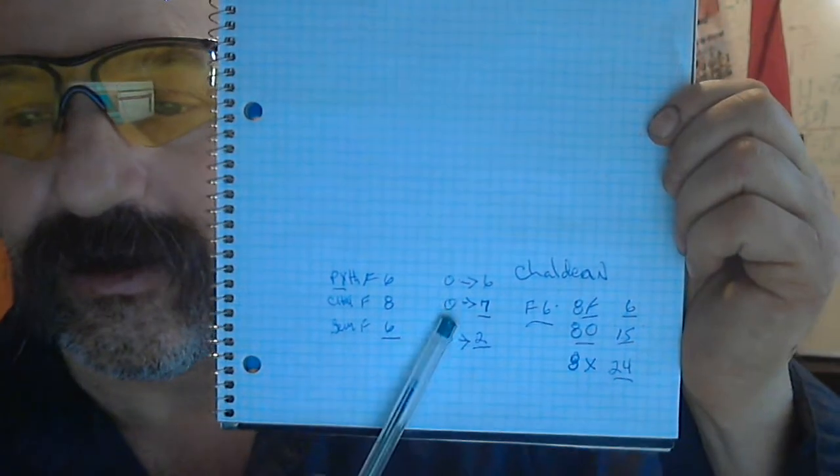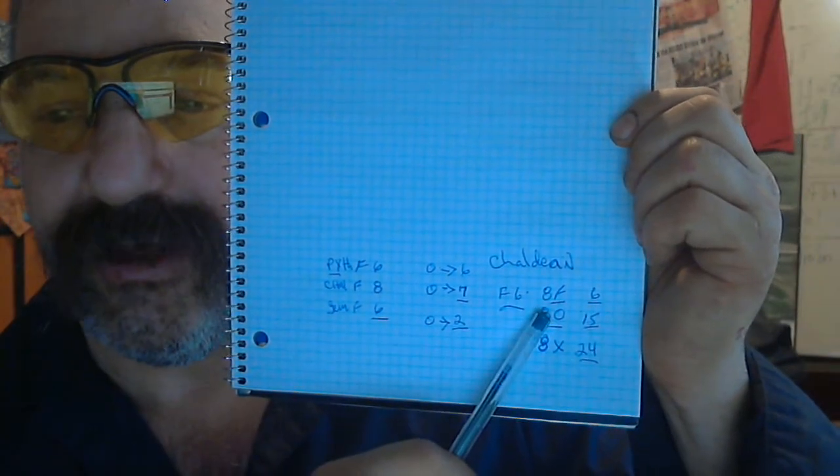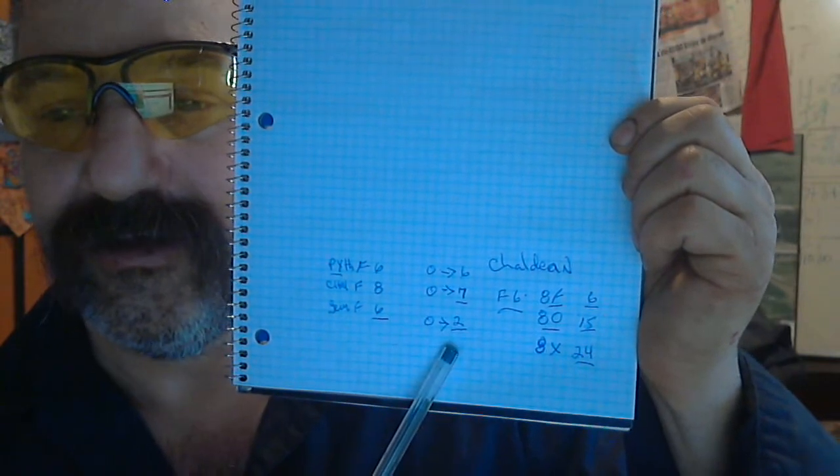So when you take a look over here, O is 7, 2, and 6, but in Chaldean it becomes the 8, so it becomes 7, 2, 8, 6. Just the letter O.